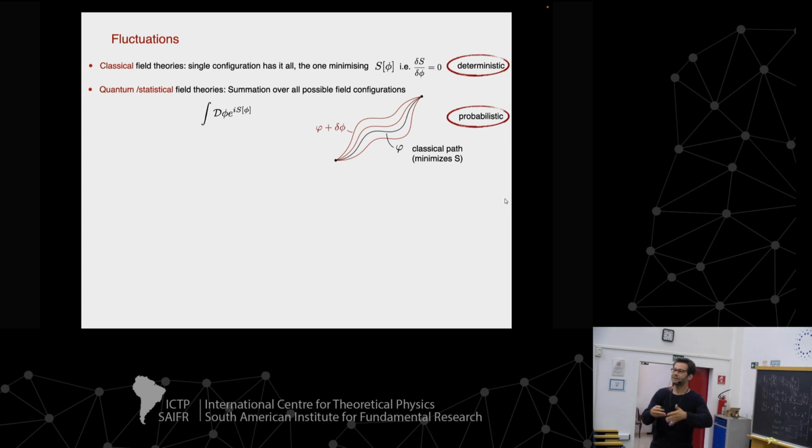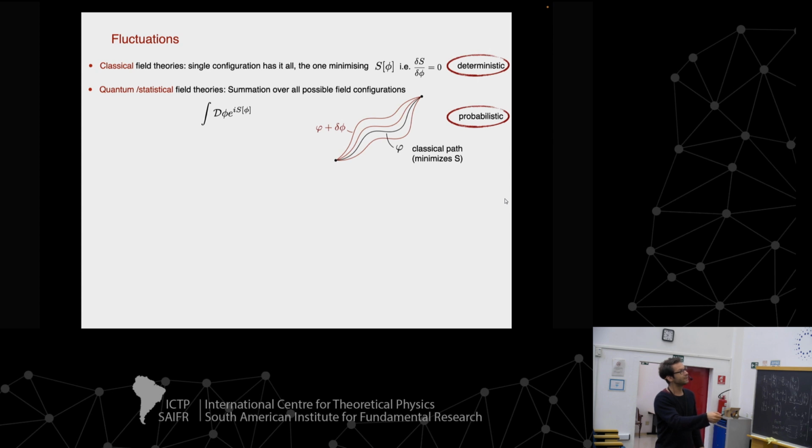Classical field theories, as you know from mechanics, yeah? So Lagrangian mechanics, for example, is the physics of a single field configuration, namely the one that minimizes the classical action S. Yeah? And that is what we refer to as deterministic theories. Conversely, quantum and statistical field theories host a summation over all possible field configurations. Yeah? We're not ending with a single one that minimizes the action, but we really are imposed to sum over all possible configurations, and that's what's illustrated here.